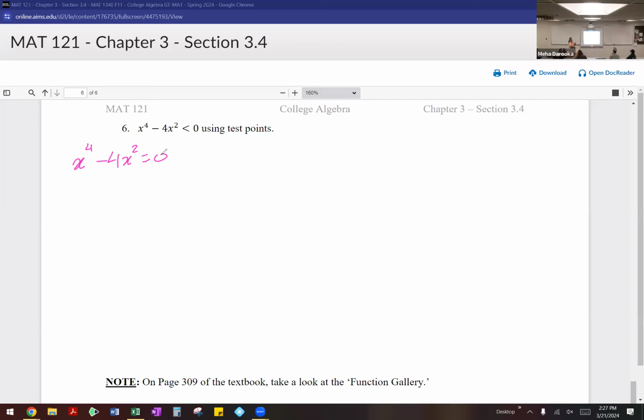Factor. Factor, right? Because in this case, we can see there are two terms and we have something common between the two terms, which is what?